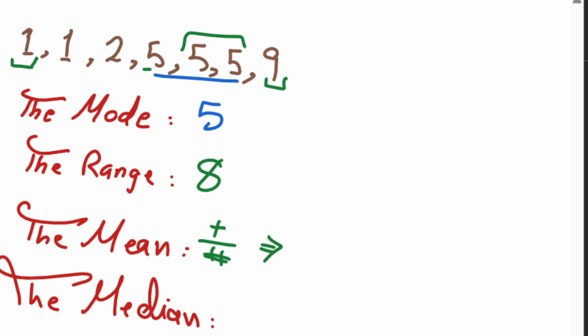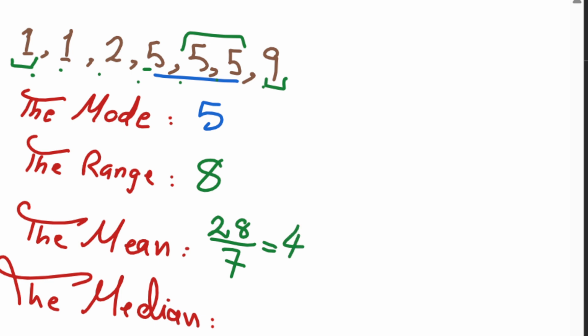Plus 9 is 28. So it's going to be 28 divided by how many are there? 28 divided by 1, 2, 3, 4, 5, 6, 7. 28 divided by 7 equals 4.